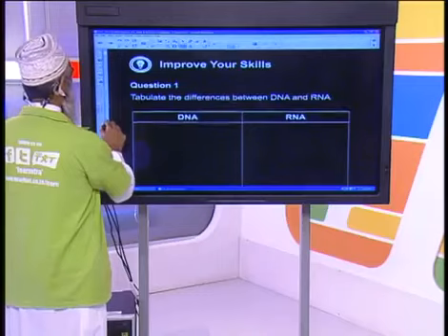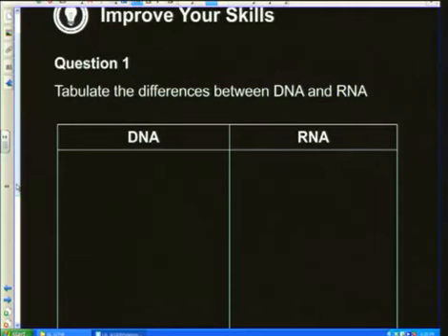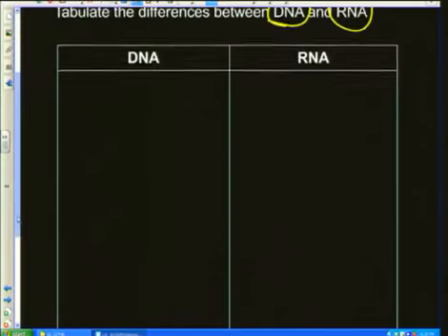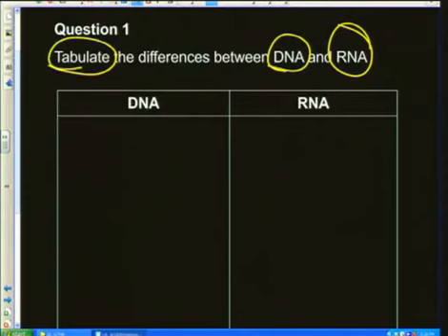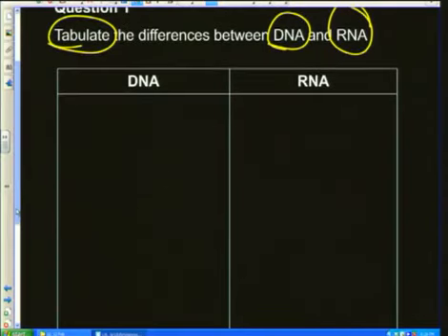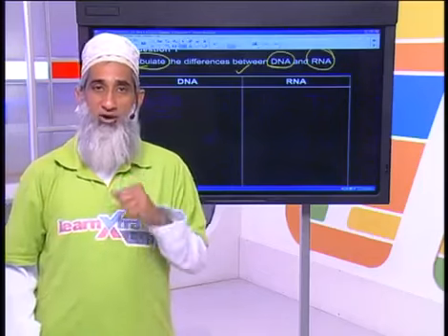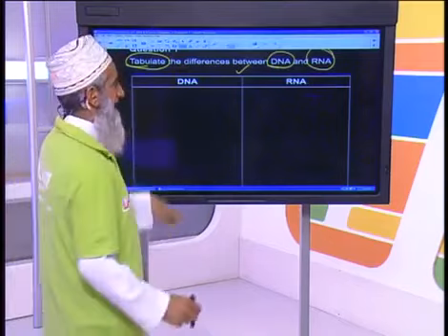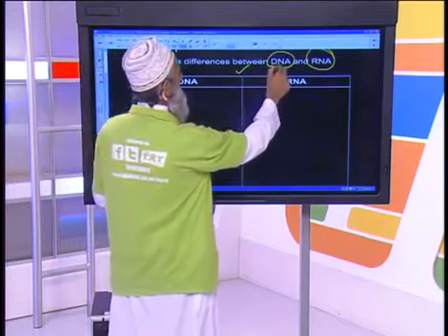So starting with our question now: tabulate the differences between DNA and RNA. So first of all, we draw a table. When it says tabulate, the skill is drawing the table. In this particular case, you'll notice when they ask you tabulate questions, they always give you an odd number of marks these days. The 1 mark is to draw the table. And the question is given to you, DNA and RNA.